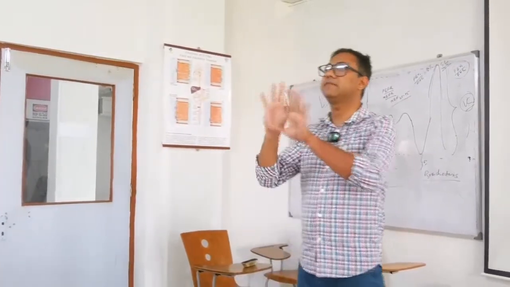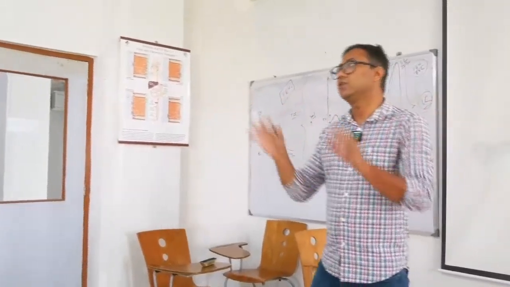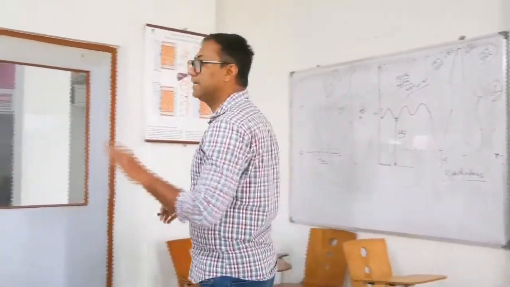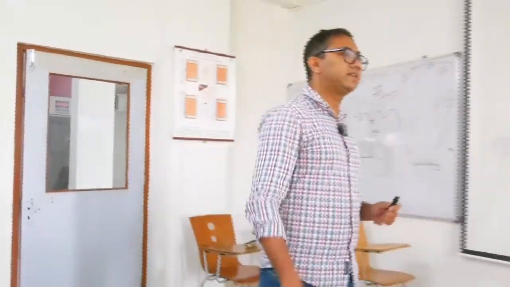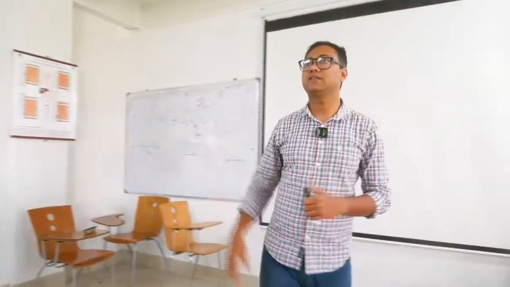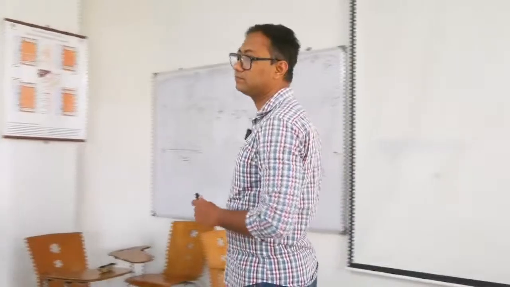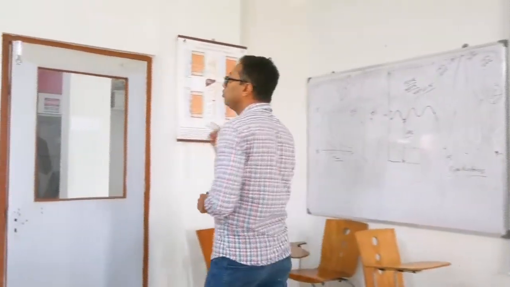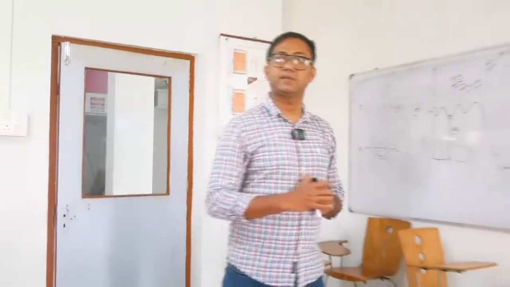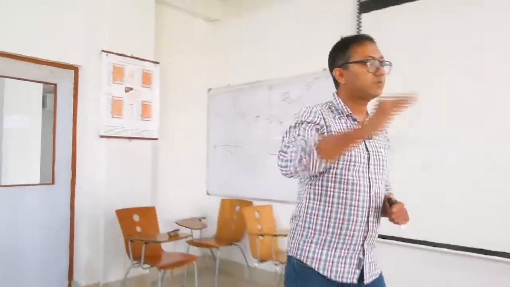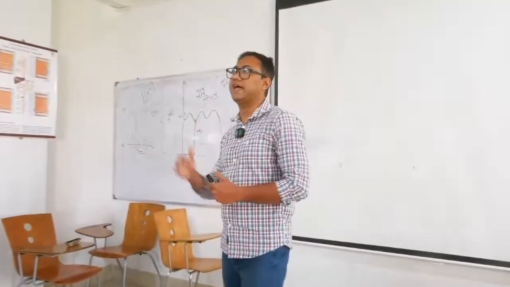Now divide. First you need to divide. So extra parenchymal restriction, you divide it into 3. One is neuromuscular restriction, another is bony restriction, and another is pleura. Under extra parenchymal restriction, you write neuromuscular restriction, bony restriction, and pleura.